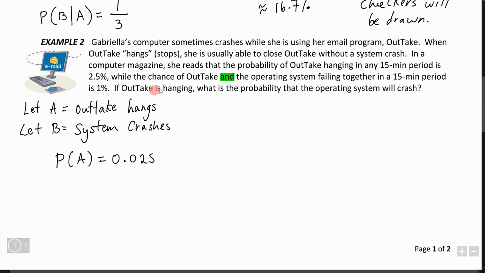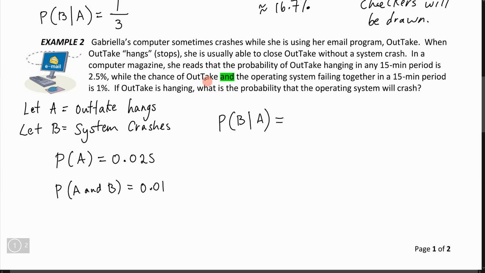Okay. Now, what about this other percentage that they give us, the 1%? So you read this carefully. This is the chance of Outtake and the operating system, so this is A for Outtake, and this is B for the operating system, failing together is 1%. So what we're given actually is not the conditional probability of B given A. It's actually the probability of A and B, and that equals 0.01. And what we're asked to solve is the conditional probability, the probability of the system crashing given that Outtake has been hanging already.